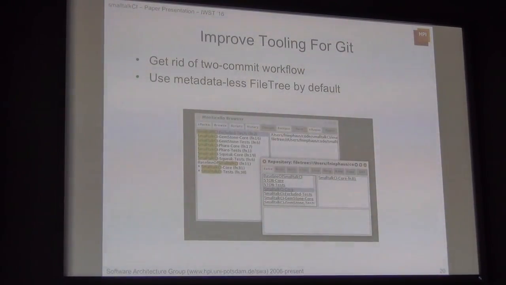So there are ways to make this better, and also FileTree has some. Currently, it still uses some metadata, and this metadata, which is saving the version history, is causing merge conflicts. So you can't really do a pull request right now on GitHub, which is a great feature, but I can't use it because metadata always causes merge conflicts. So there is an approach to remove metadata, the metadata-less FileTree, and it would be great to support this by default on all platforms.